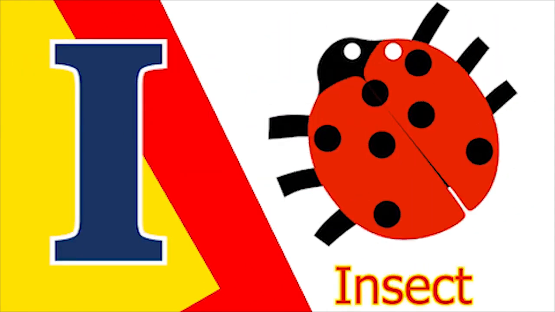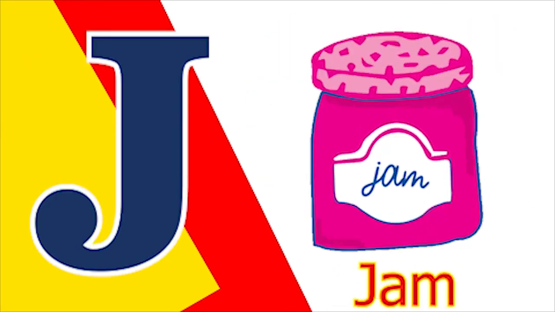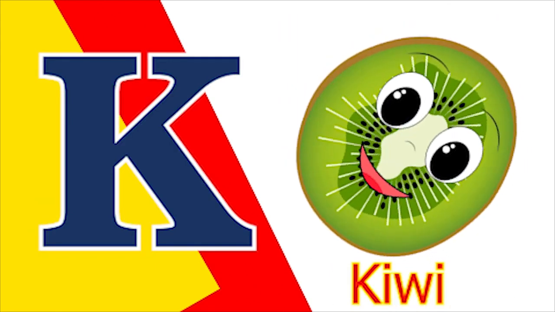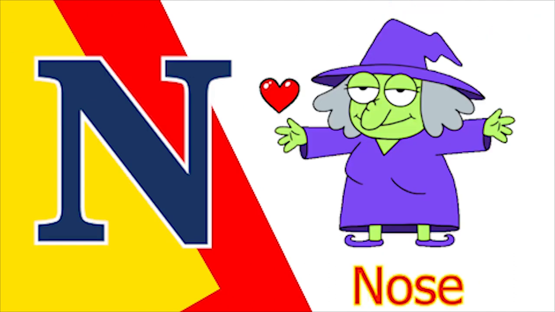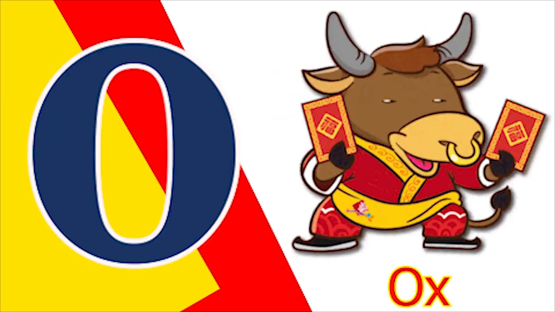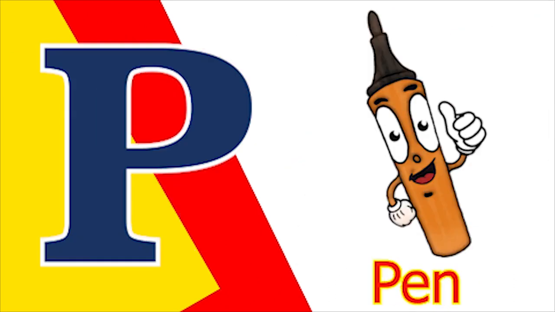I for insect, J for jam. K for kiwi, L for lamb. M for mug and N for nose. O for ox and P for pan.